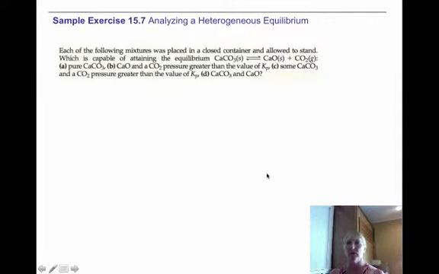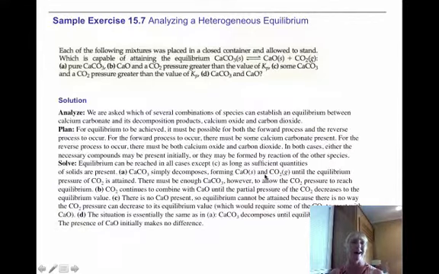Now, I don't really want to do this problem. If you want to take time to look at it and read about it, go to sample exercise 15.7 in the textbook. I didn't see much value in the analysis of this particular problem.